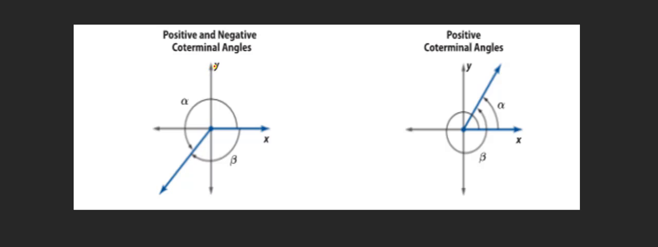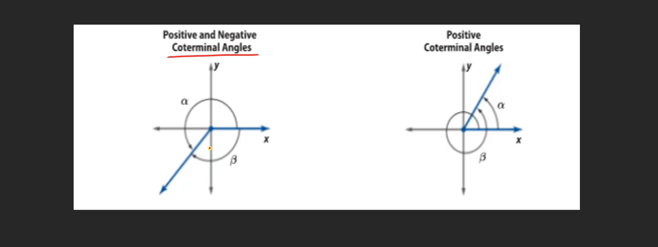In this video, we're going to continue to talk about degrees and radians. And specifically, we want to talk about coterminal angles. Coterminal angles happen when different measurements of angles have the same initial side and terminal side.